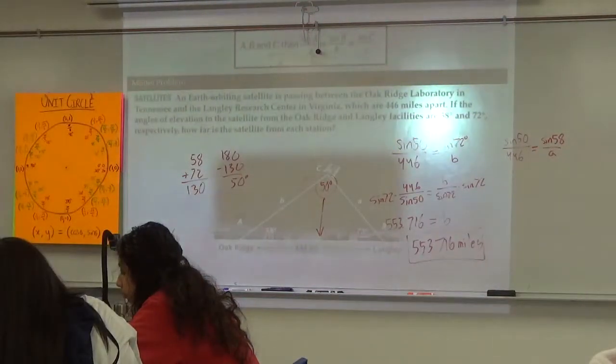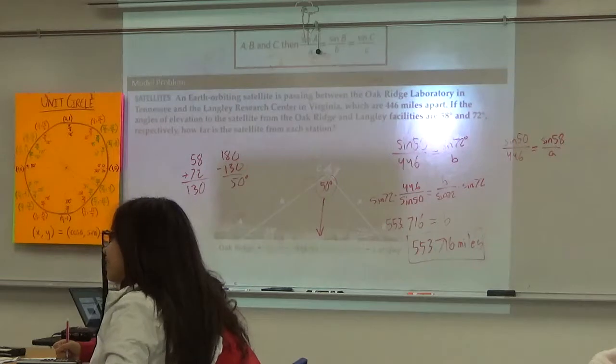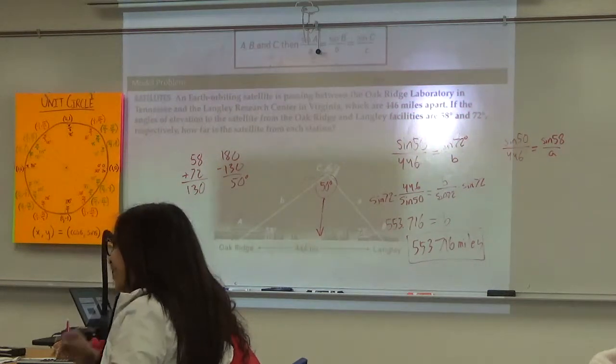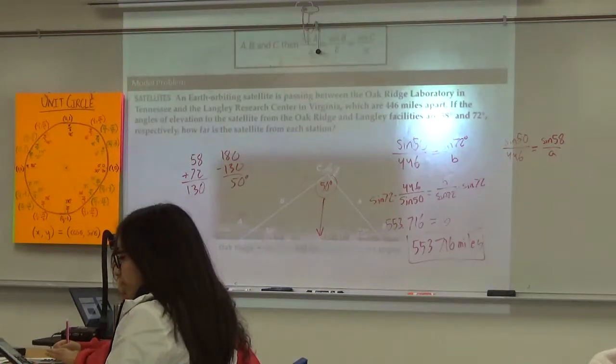So set up now the one for A, because now we need to find this distance. So we're gonna say sine of 50 over 446. That's 446, you don't need to solve that because I already gave it to you. What are we trying to solve for? What did the question ask?